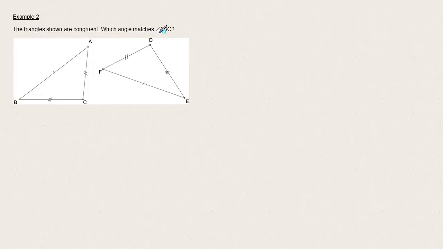Which angle matches angle ABC? So that's this one here. And note that angle ABC goes between the side AB, which is marked with a single mark, and BC, which is marked with 3 marks. So over here, here's the single mark, here's the 3 marks, so it has to be this angle here. And we would call that angle DEF. Or we could call it angle FED.